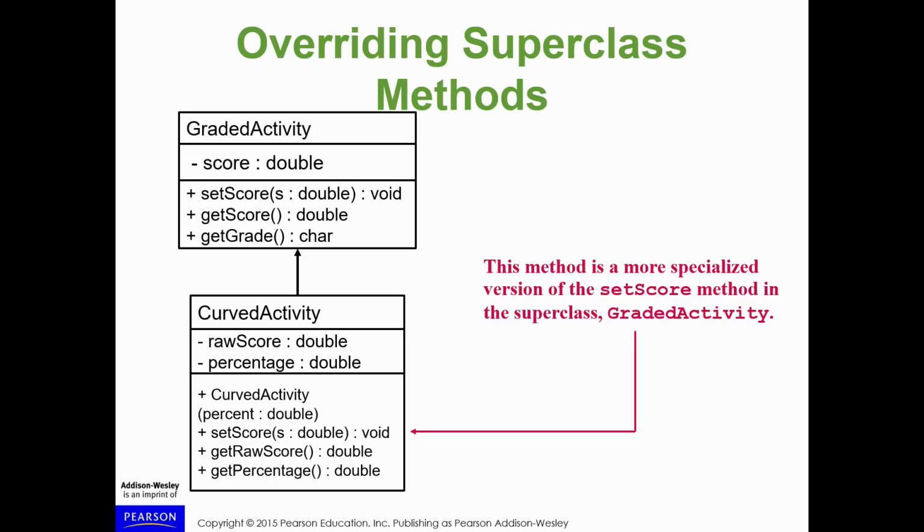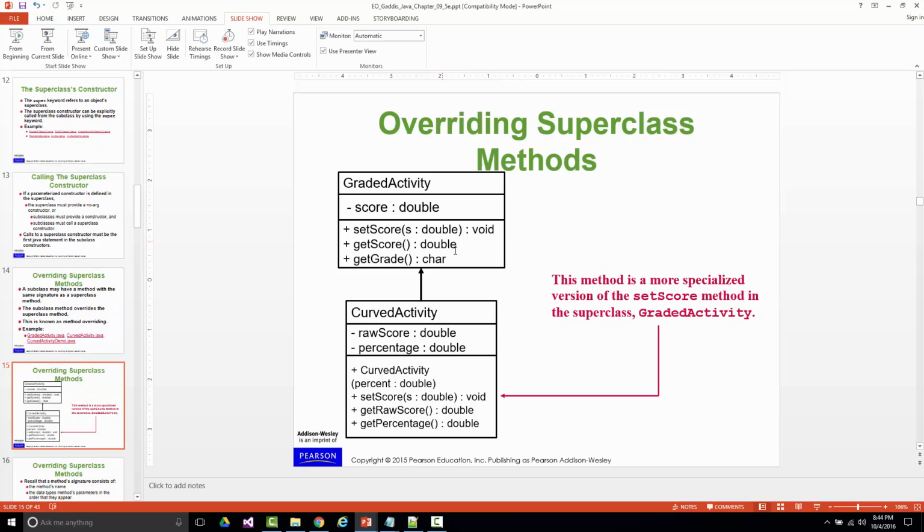If you notice, we've got set score here that returns nothing and has a double passed in, and we're going to override it in curved activity. But again, it must have the same signature. So a double is passed in and nothing is returned. As it says here, this method is a more specialized version.